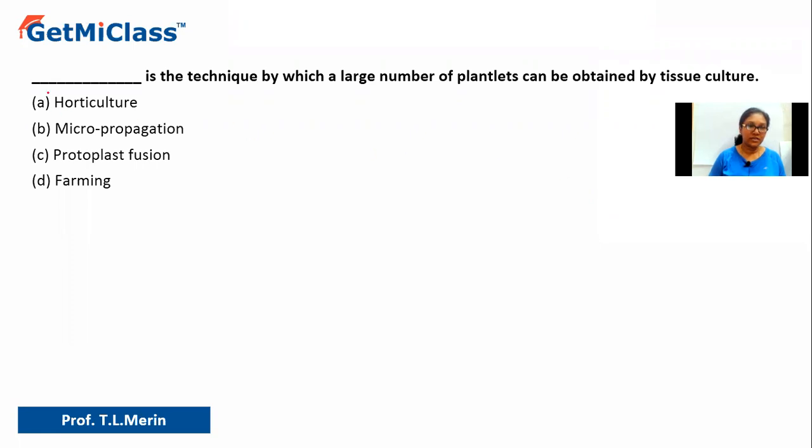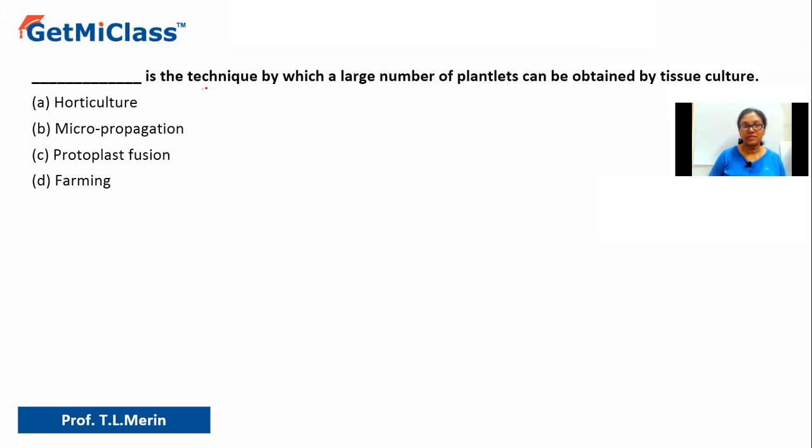Let's solve the question today. It says, dash is the technique by which a large number of plantlets can be obtained by tissue culture. Option A, horticulture. Option B, micro-propagation. Option C, protoplast fusion. Option D, farming. So let us understand the question.